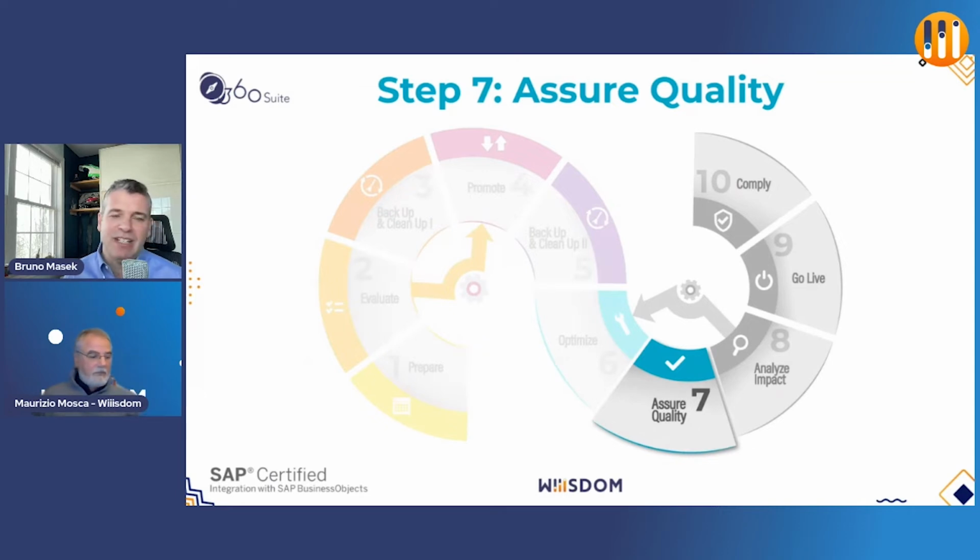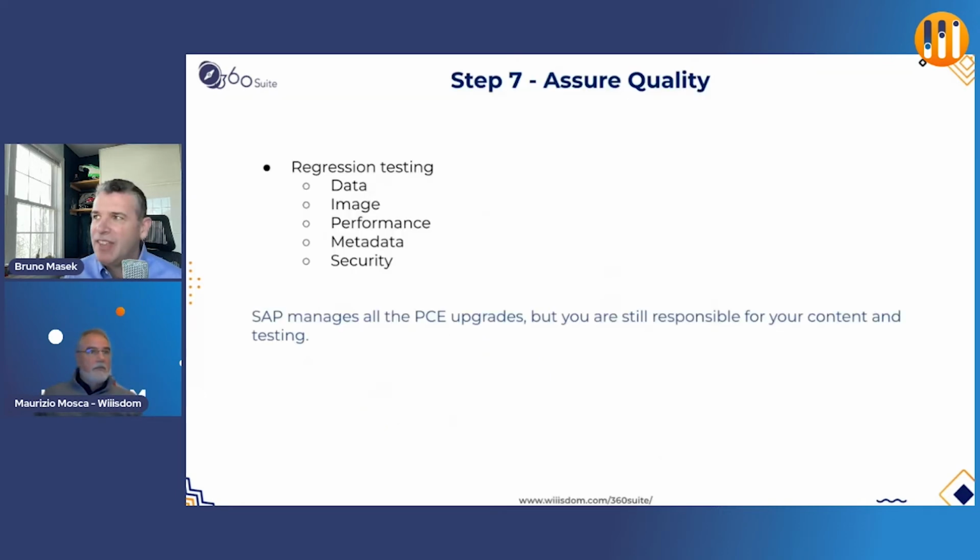Step number 7, it's about quality. That's very important here because if you do a poor migration or if there are some issues in the migration, I mean, there's always something that's going to happen, you will lose trust from your users. There will be low adoption. So the key here is you need to test. So do testing on your data, on your metadata, on the performances, on the security.